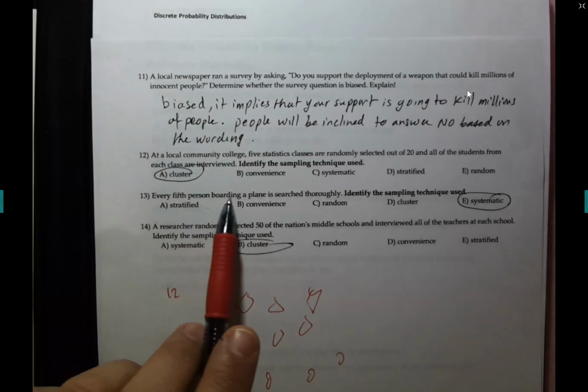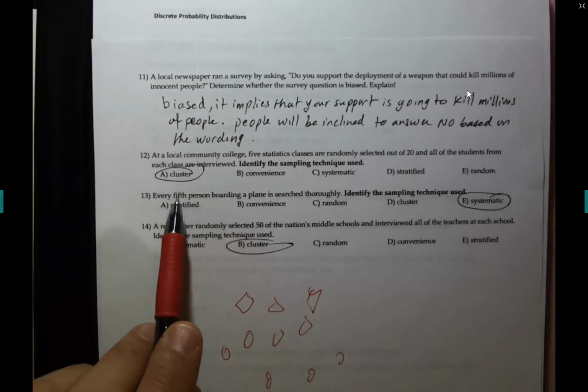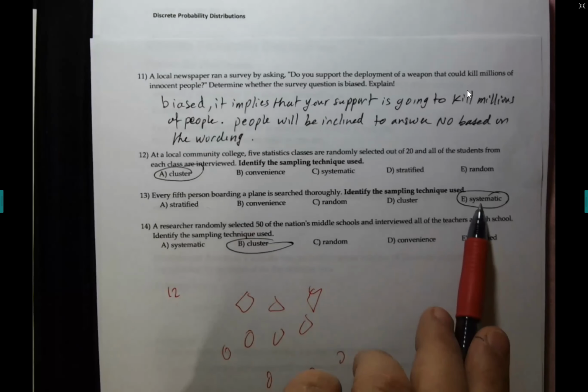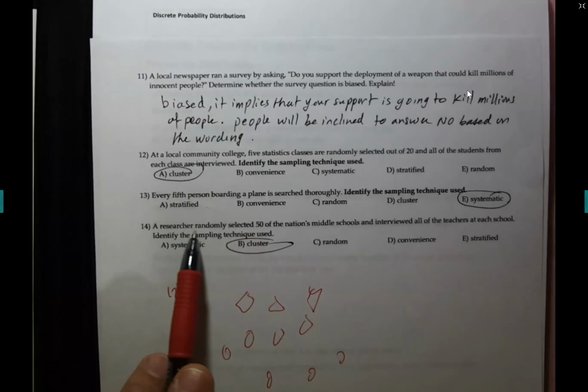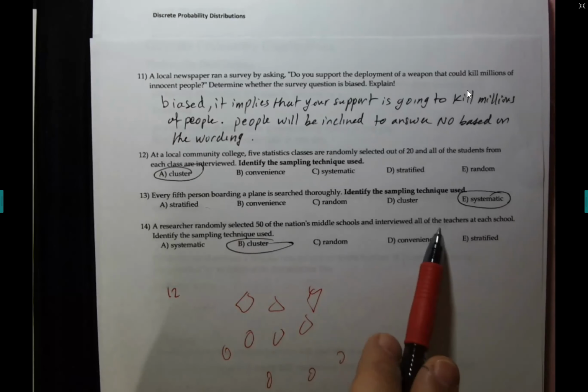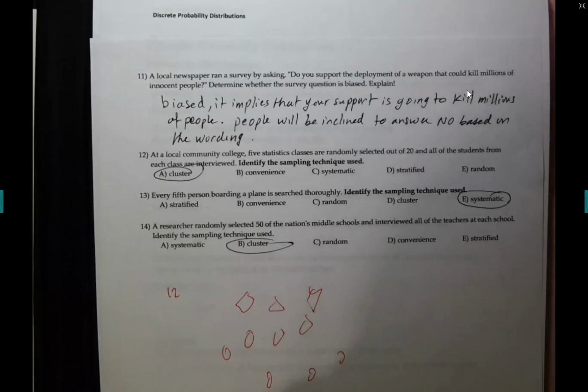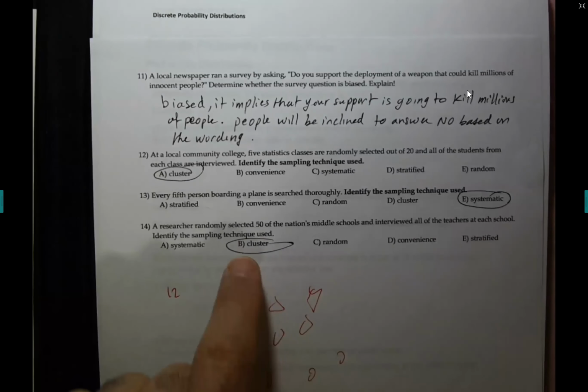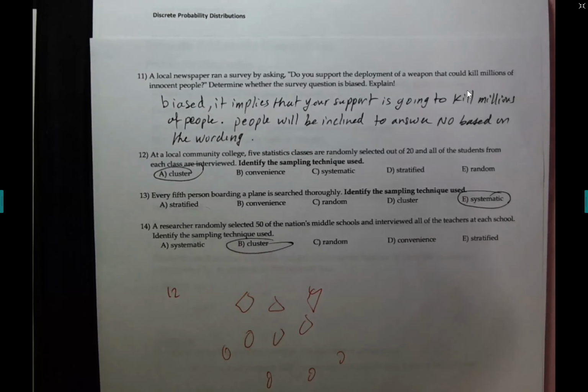Every fifth person boarding a plane. When you have a system, counting every fifth, this is systematic. Last one. A researcher randomly selects 50 of the nation's middle schools and interviews all the teachers at each school. We know we have more than 50 middle schools in the nation, tens of thousands. We picked 50 schools and we interview every single teacher inside the school. That's a cluster again. That is the chapter 1 assignment.